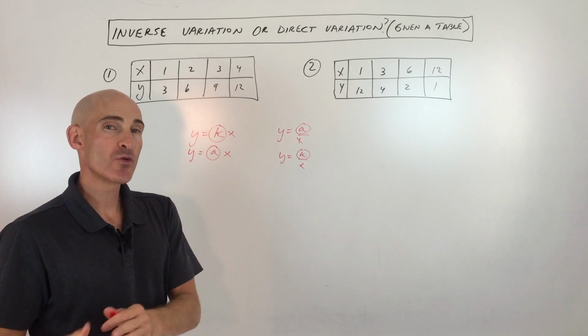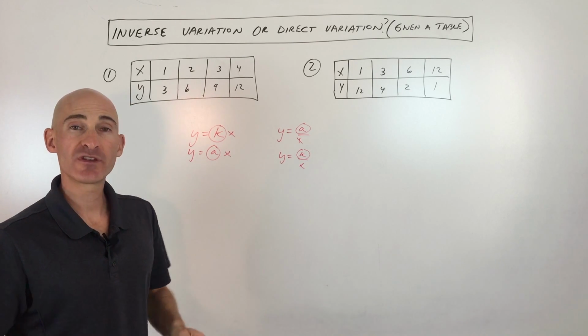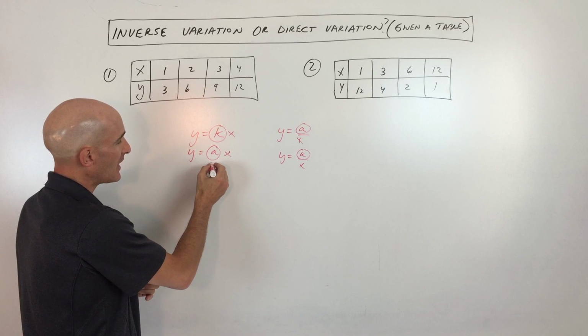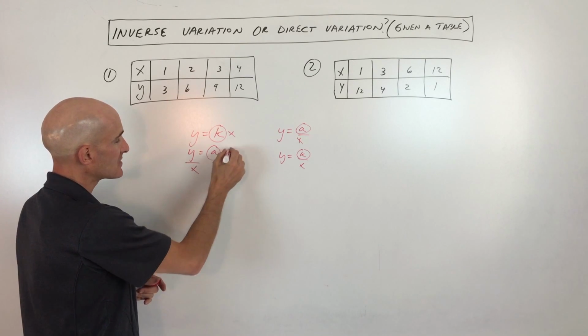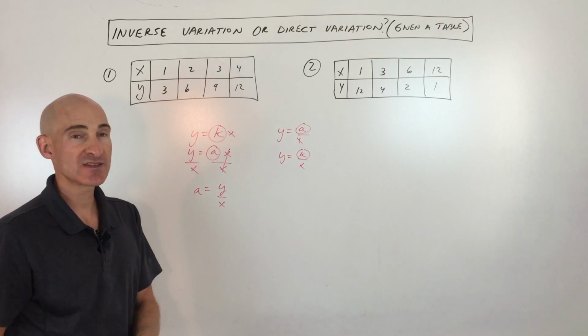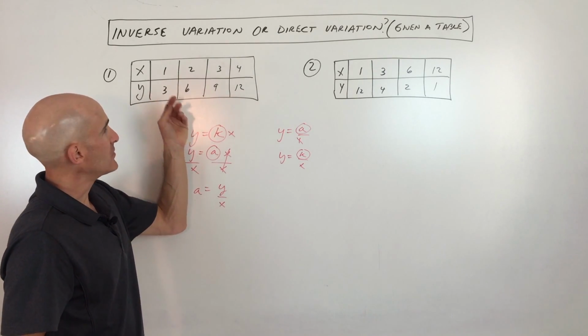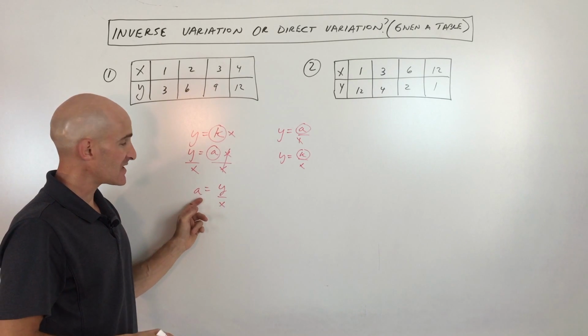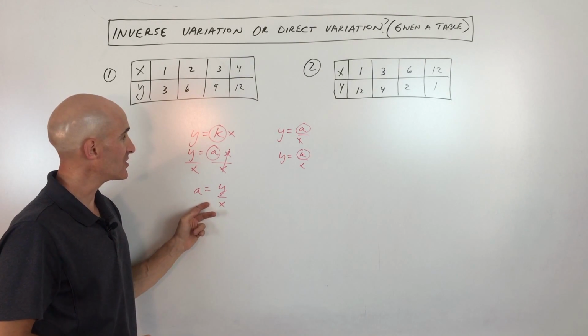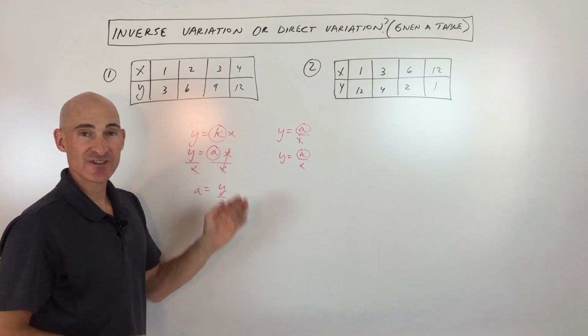Now what we're going to do is rearrange the equation to solve for the constant of variation. So let's just work with the a here. If we solve for a, we're going to divide both sides by x. And so you can see that a equals y divided by x. What this means is that if we take all the y values divided by the x values and we get the same a value each time, the same constant, that tells us that this is direct variation, and it's going to be y equals a times x.